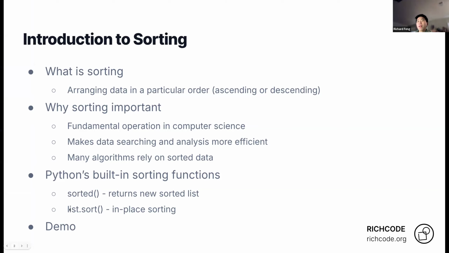One such algorithm that relies on a sorted list is the binary search algorithm. That would only be possible if our list was sorted beforehand, since we are essentially partitioning our list into two halves every single time.